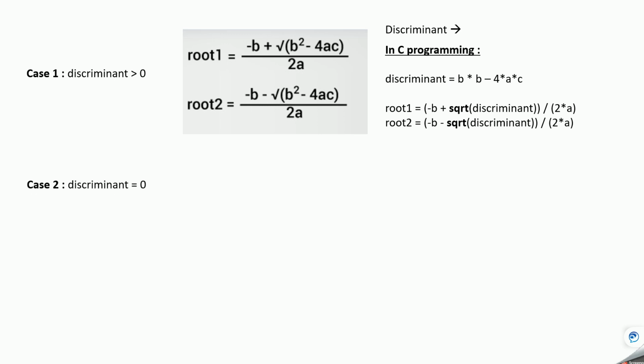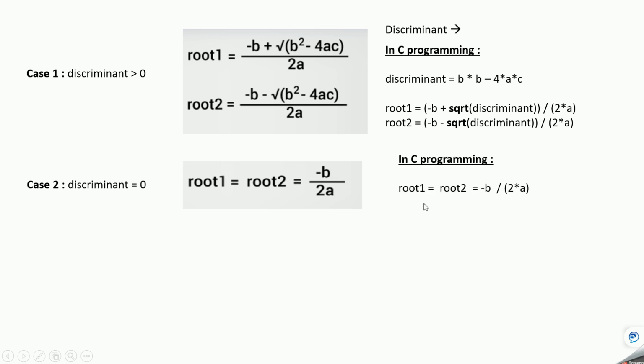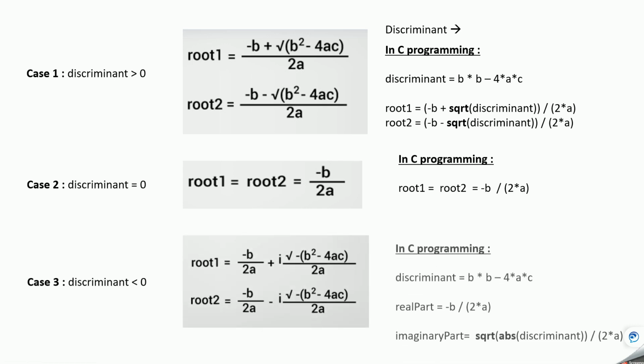Second case, when the discriminant is 0, and the roots are minus b divided by 2a. So in programming it will look like root 1 equal to root 2, and it will be minus b divided by 2 into a. Okay, so the third case will be represented like this.